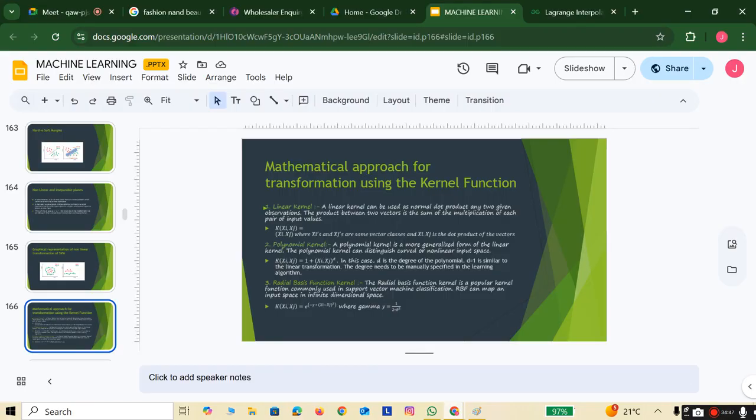The radial basis function kernel has its own function. The radial basis function kernel is a popular kernel formulation commonly used in support vector machine classification. RBF can map an input space into an infinite dimensional space. So the formula is e raised to negative gamma times (xi minus xj) squared, where gamma is equal to 1 over 2 sigma squared, which can be calculated given the data.